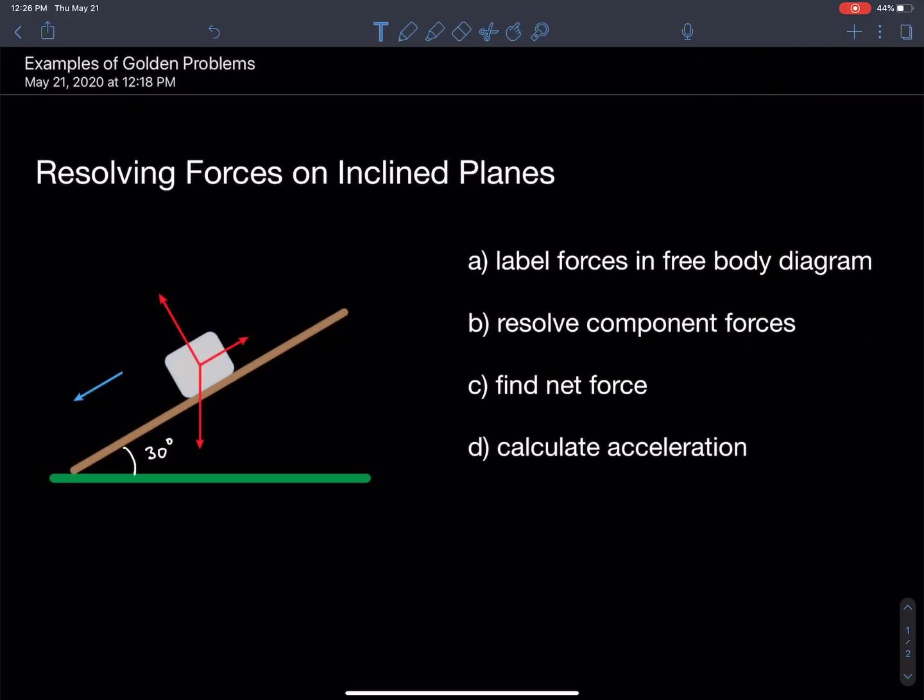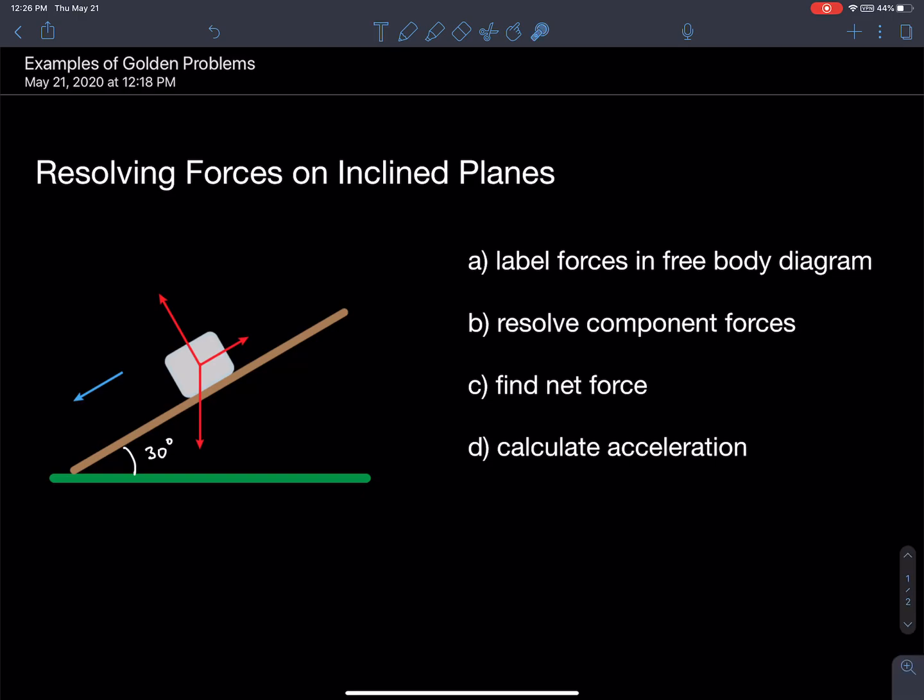Okay, so I was asked by Arnav to make a few videos on some of these golden problems or important problems that usually have multiple steps and start reviewing those for your exam. So I'll try to make 2 or 3 of these a day to help you guys get yourselves organized.